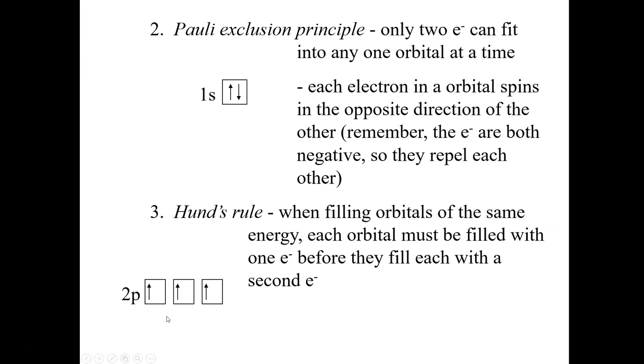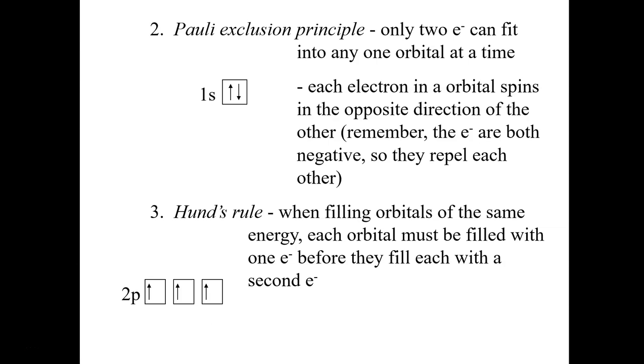What if I then had a 4th electron to put here? Well, now, since all 3 of these got their first, I could go back and start putting a 2nd electron in each of these if I have more electrons to go. That's what we mean by Hund's rule.